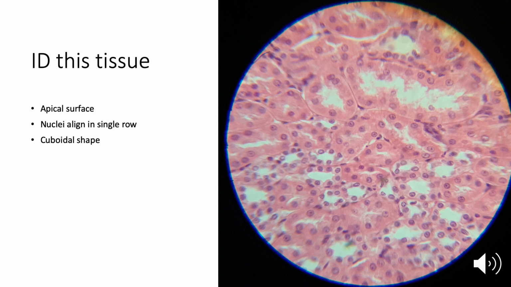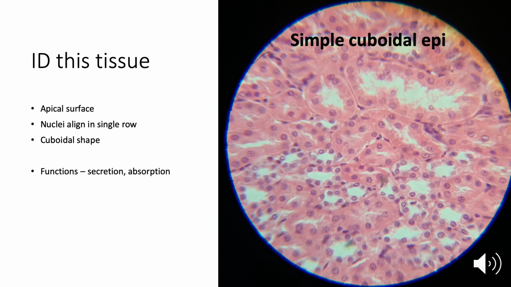Those nuclei are nice and round, and these aren't squished, but they're also not drawn out and elongated, so they have a cuboidal shape to them. This is simple cuboidal epithelium, a single layer of cuboidal cells. Just like simple columnar, its functions are secretion and absorption. It lines your kidney tubules and covers your ovaries.